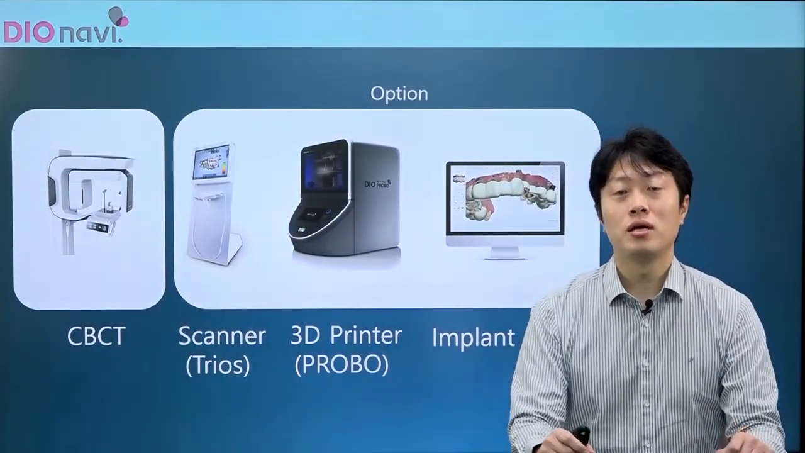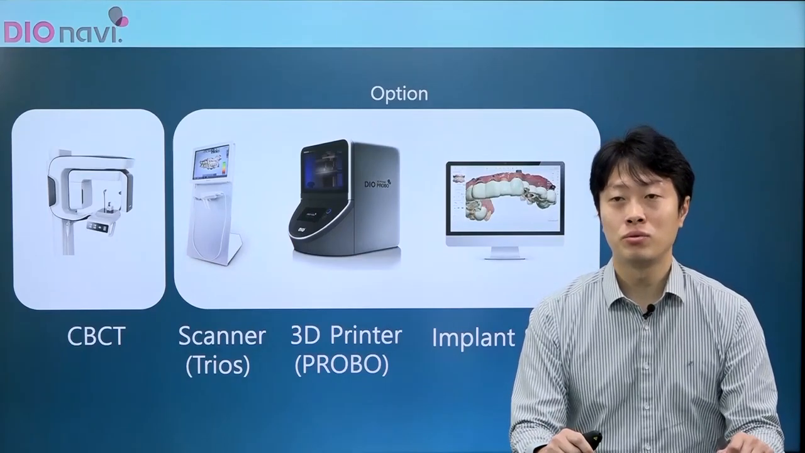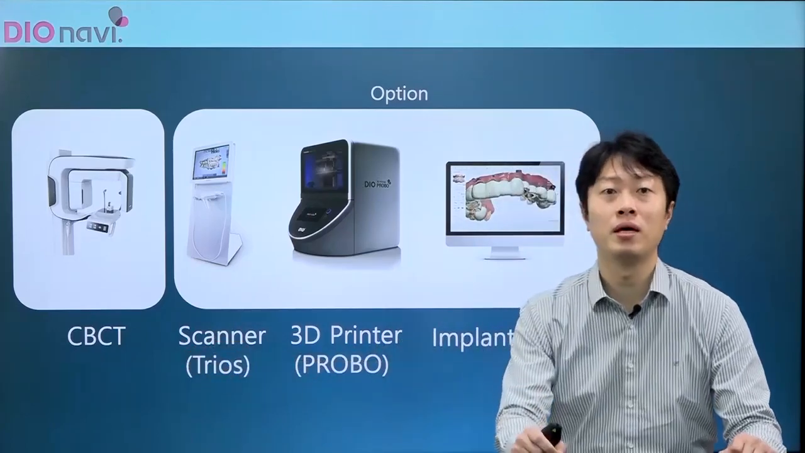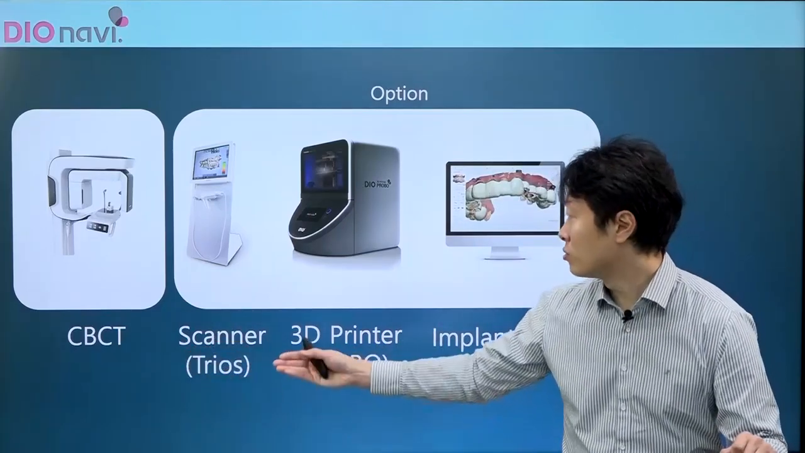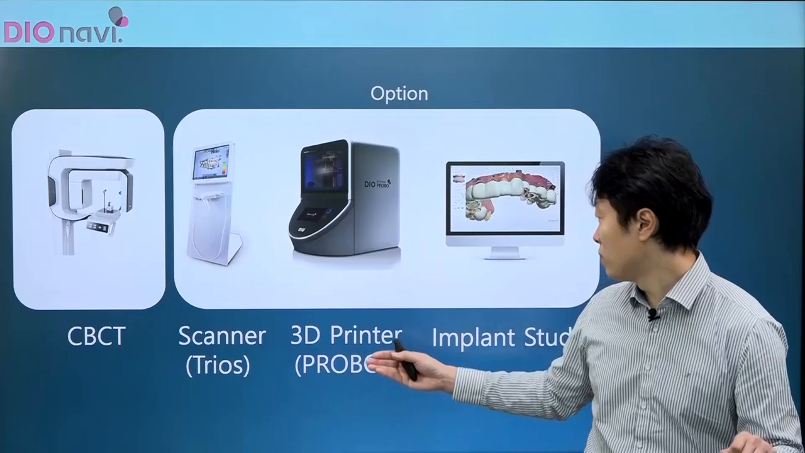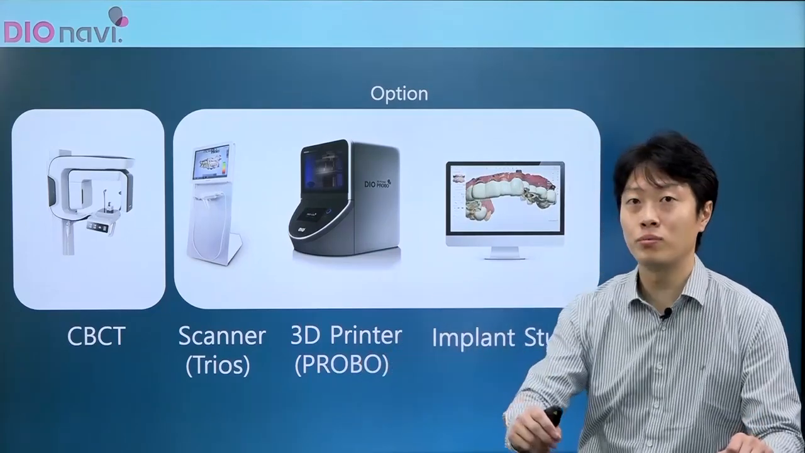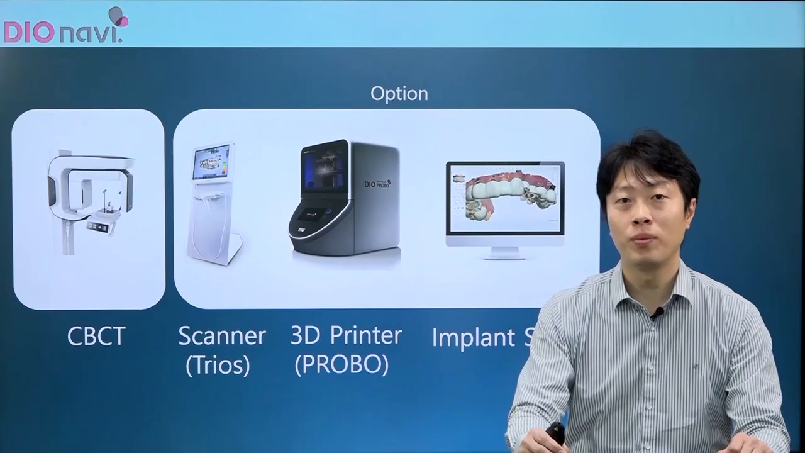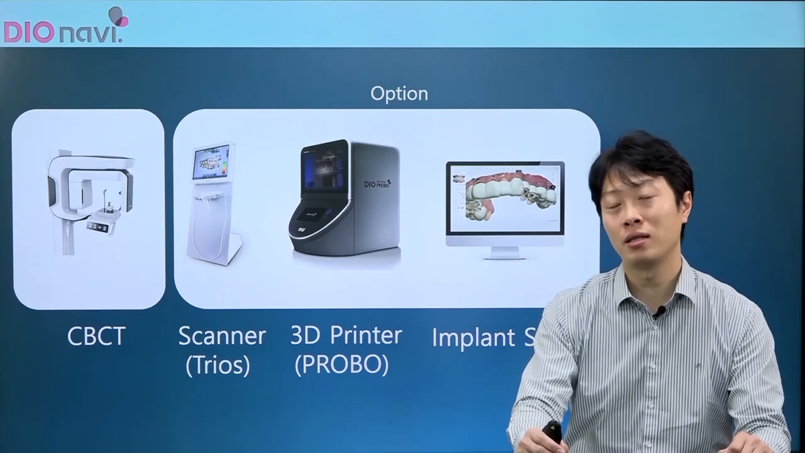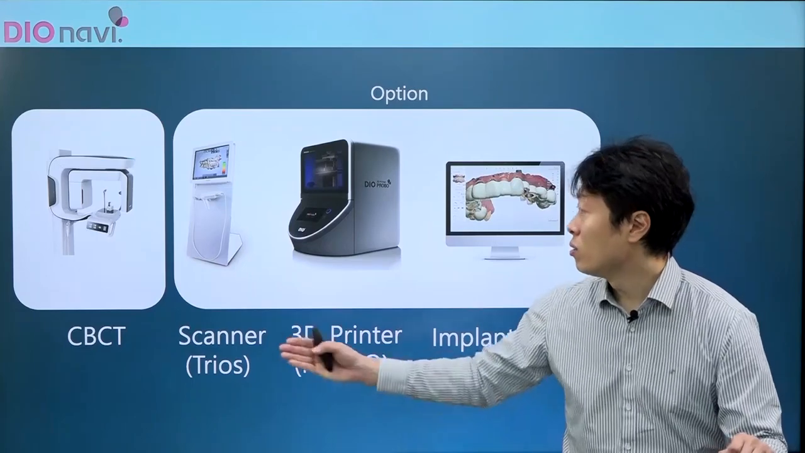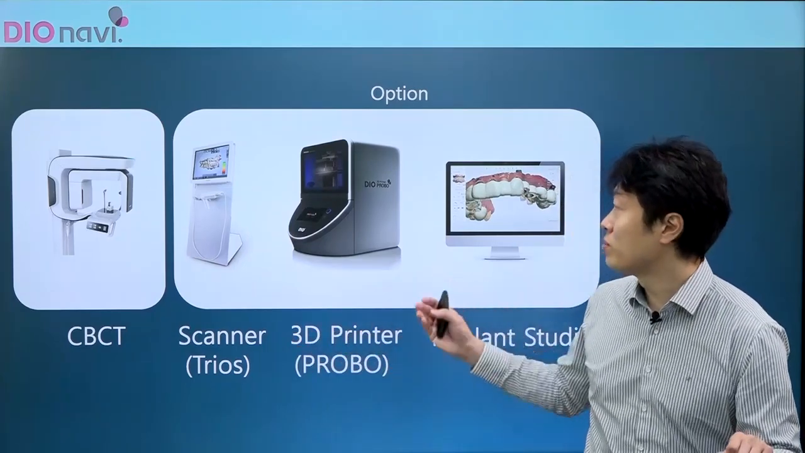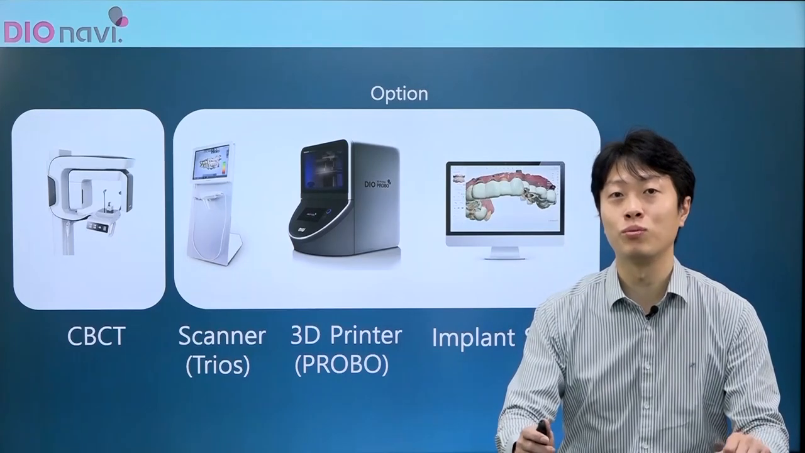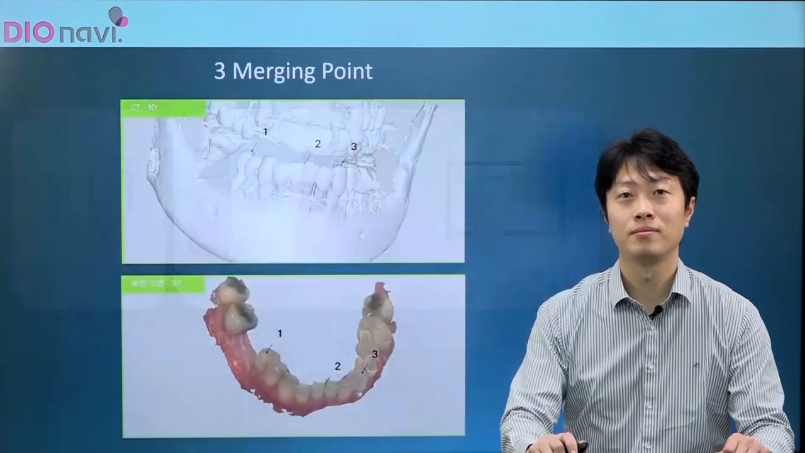To proceed with the surgery using DIOnavi, first, you will need a CBCT at your clinic. Other things, like oral scanner, 3D printer, and the implant studio program, are not must-haves. However, since they allow precise, convenient, and quick production of guides, having them at your clinic will allow you to produce guides much faster and much more accurately.